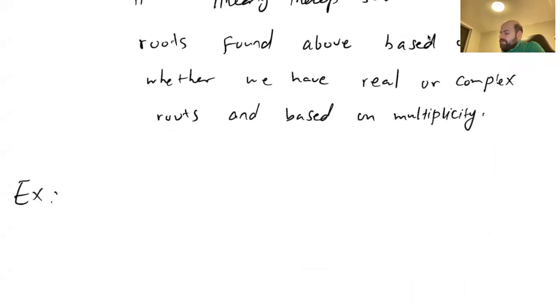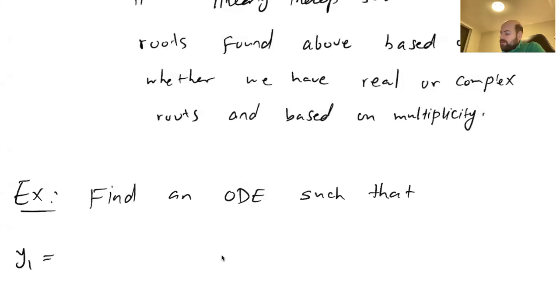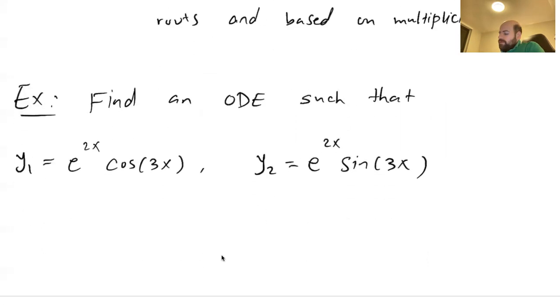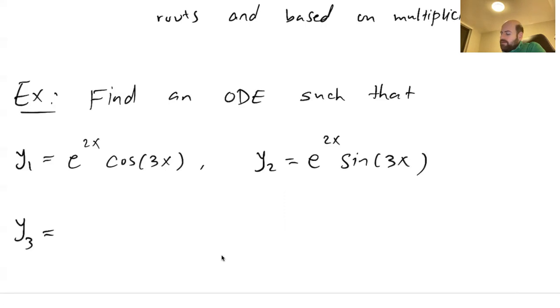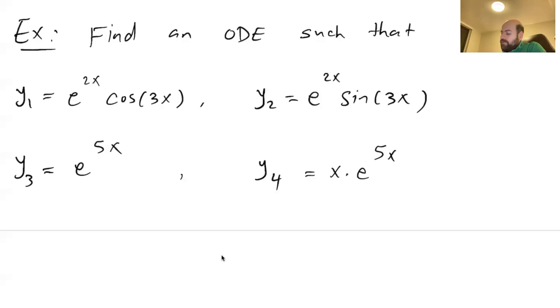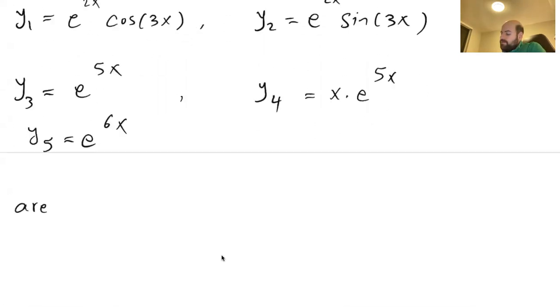All right, let's look at an example. Find an ODE such that y1 equals e to power 2x cos 3x, y2 equals e to power 2x sine 3x, y3 equals e to power 5x, and y4 equals x times e to power 5x, and y5 equals e to power 6x are the solutions of that ODE.